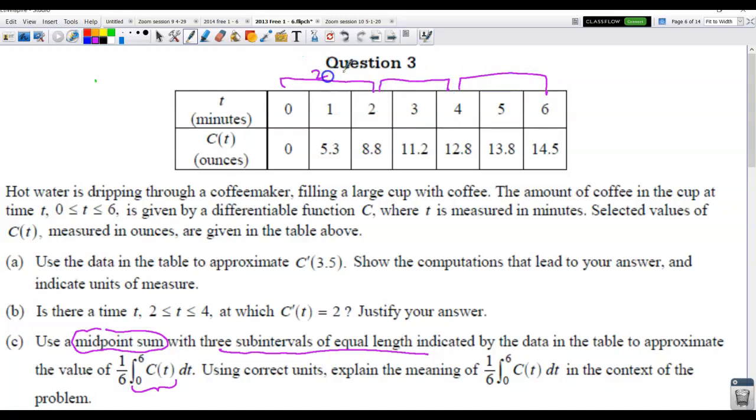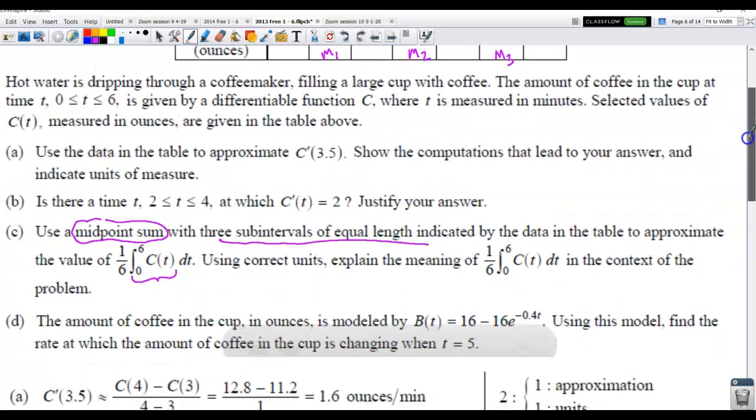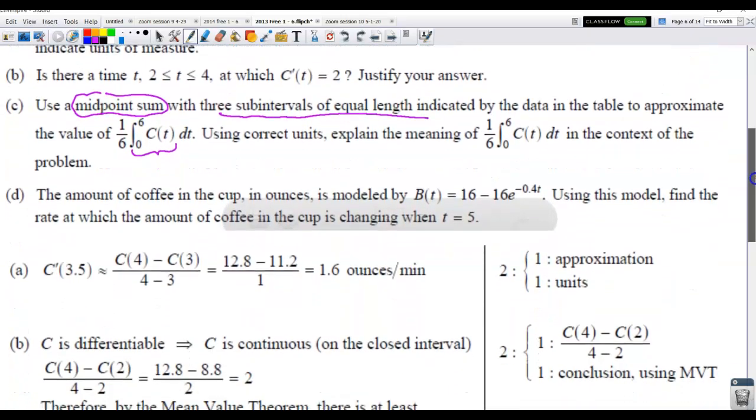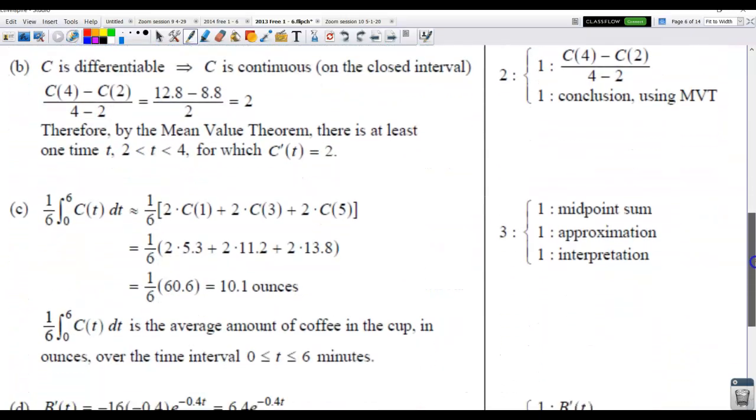So we have a common width of 2, 2, and 2, and we have a midpoint number 1, that's the height of the first rectangle. Midpoint number 2 is the height of the second rectangle, and midpoint number 3 is the height of the third rectangle. So we'll have 1/6 of 2 times 5.3 plus 2 times 11.2 plus 2 times 13.8, and then they want us to interpret and use correct units to explain that.